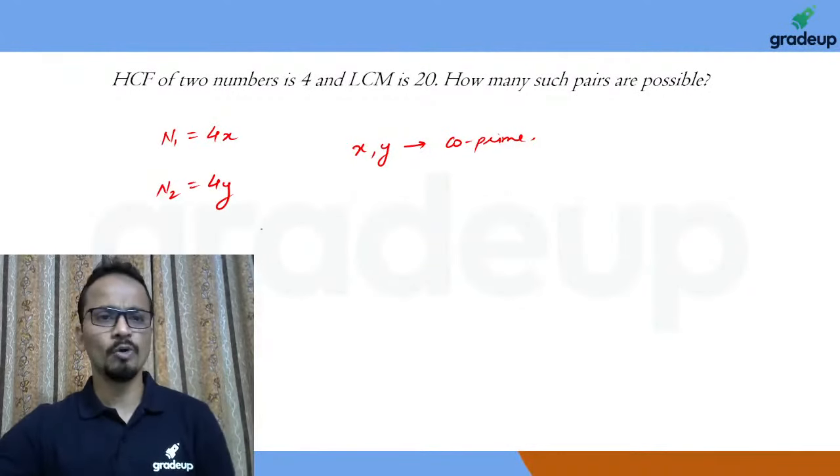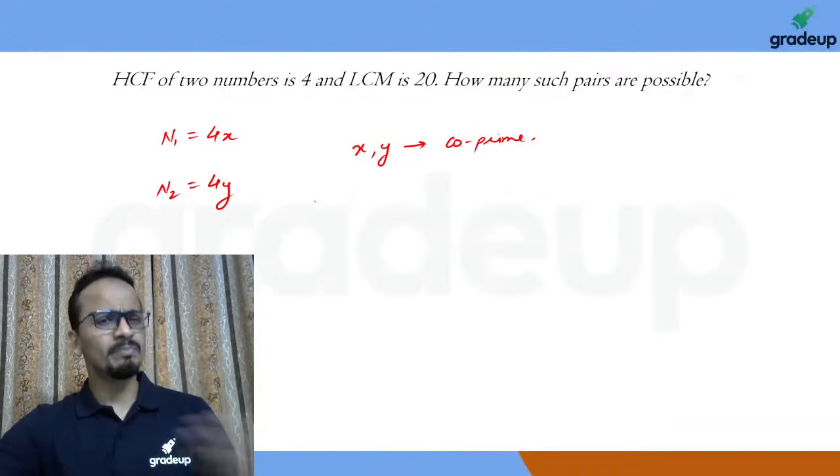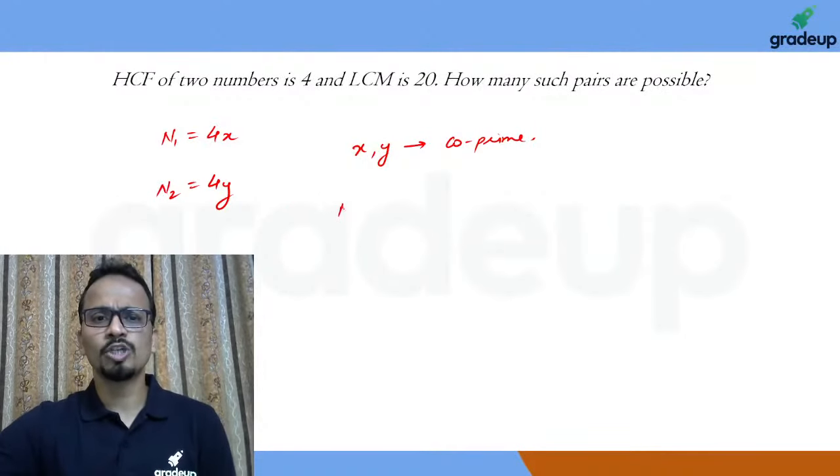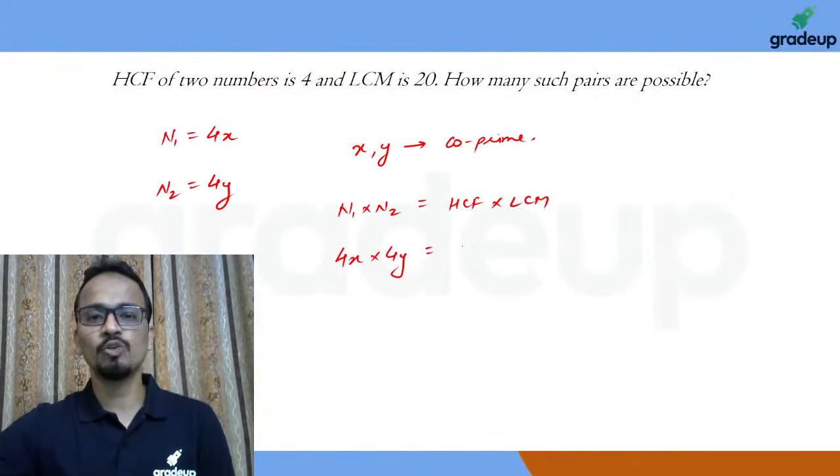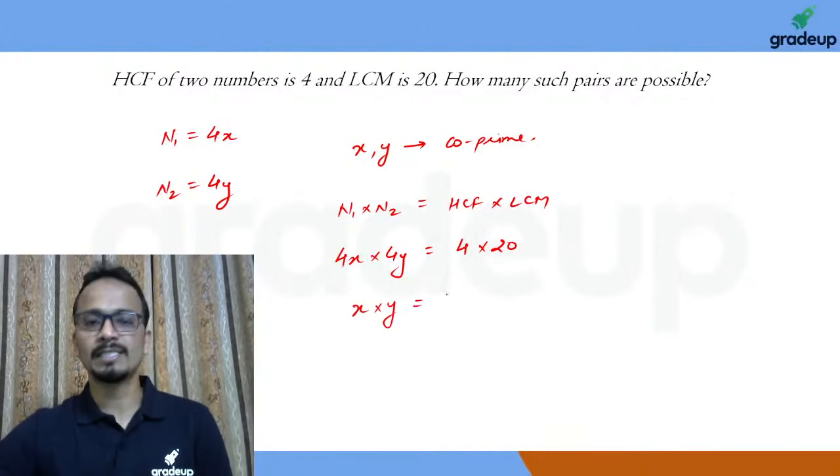Now I'll apply property number 1, which is that the product of the numbers n1 into n2 is equal to the product of HCF and LCM. So n1 into n2, that is 4x into 4y, is equal to 4 multiplied by 20. All right. So I'll get x into y as 5. 4 and 4 will get cancelled. Another 4 will cancel 20 and I'll obtain 5.